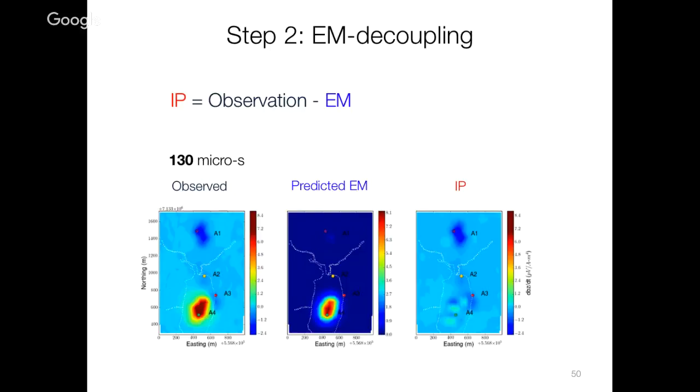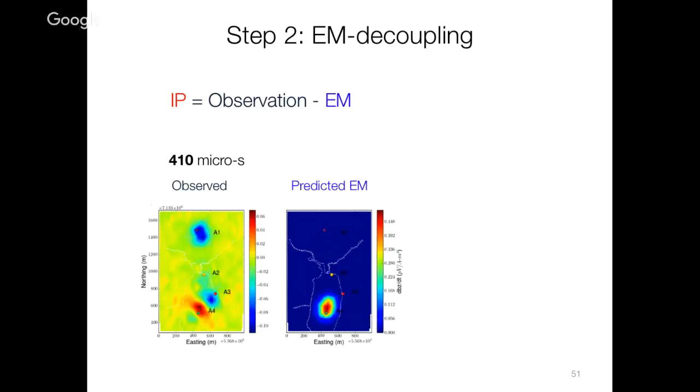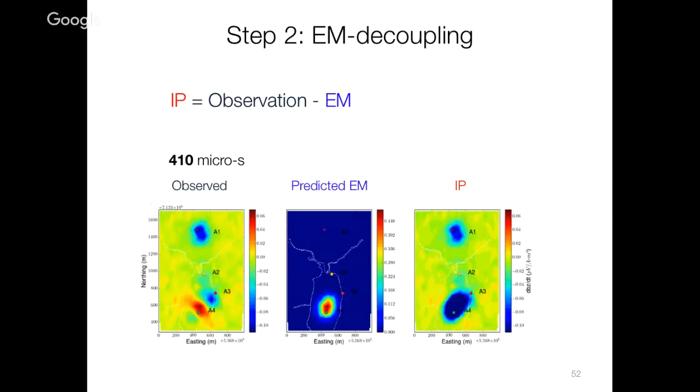A little bit later, we're going to have a different story. A little bit later, it actually looks like this. Now we've got a bit more strength here, and we still see something there. If we do that predicted EM data, we get this. And now watch what happens when we subtract. We get that.